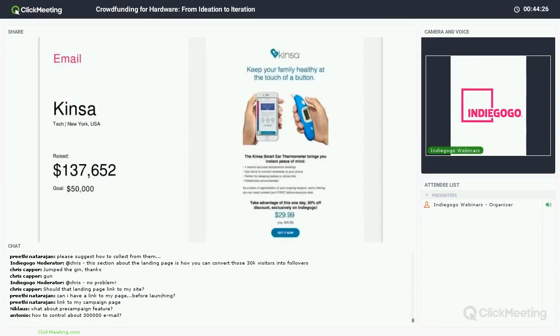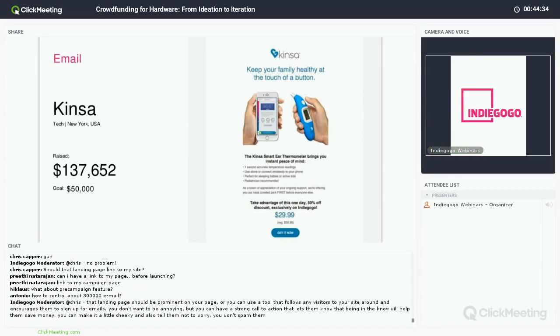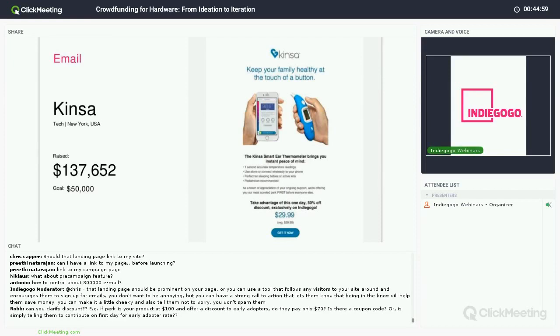And so this is an example from the Kinza campaign. I think this is a beautiful email, and this is what they used on the day of their launch. Very simple. It's got their branded header. Keep your family healthy at the touch of a button. Again, simple. This is what the product does. It shows the product. It gives you some basic information. And then their call to action: take advantage of this 1-day 50% off discount exclusively on Indiegogo. Shows you what you'll be saving. It's $29.99. Get it now. Very straightforward. This is what you want to think about for your launch day email. You want to keep it really simple.